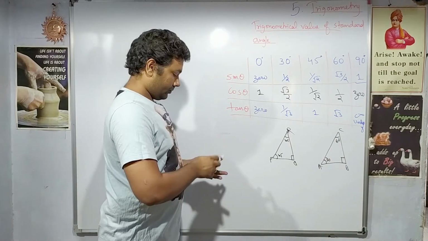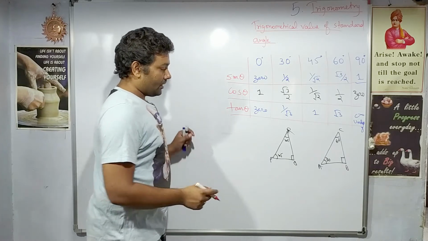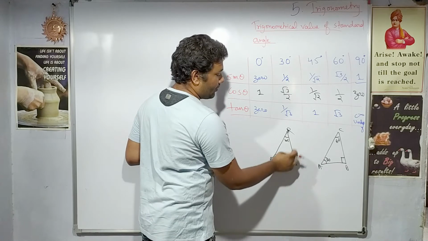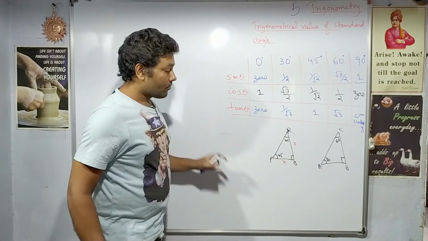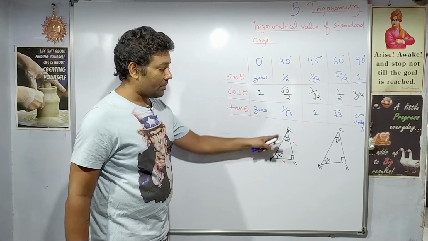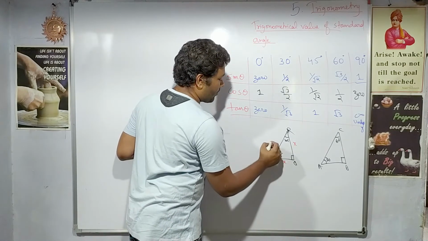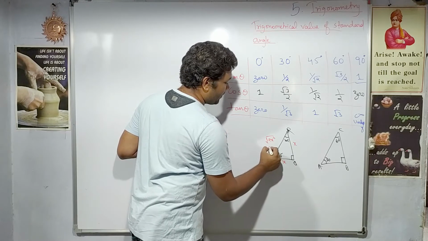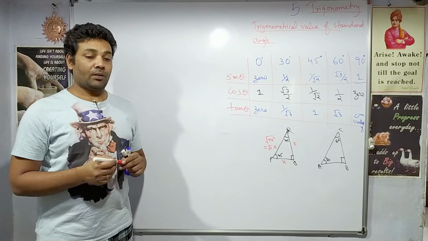Now here let us write down the values. This is an isosceles triangle, so two sides are equal. Let this side be x, this side will also be x. If two sides are there, definitely I can find out the third side. What will be the value of the hypotenuse? Perpendicular square plus base square. So it will be square root of 2x square, which will give me square root of 2 into x. So that is the hypotenuse.